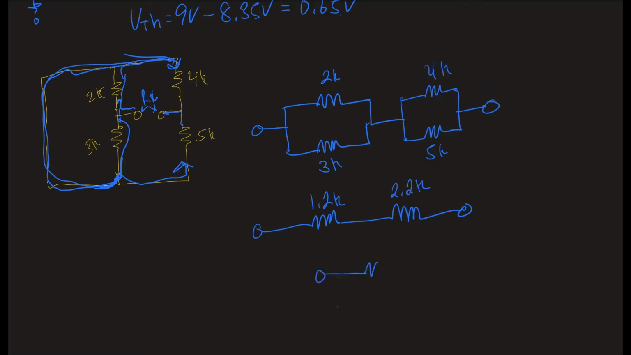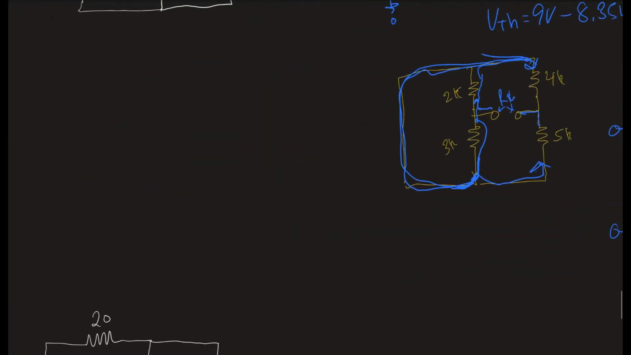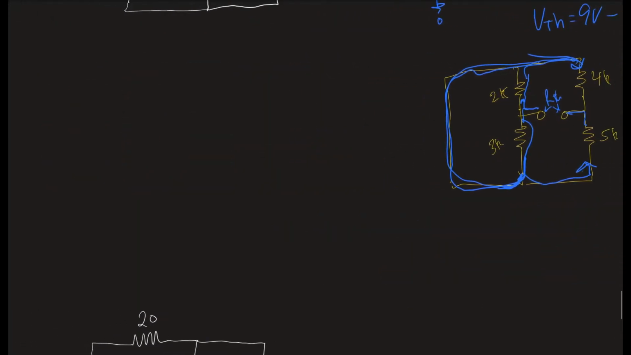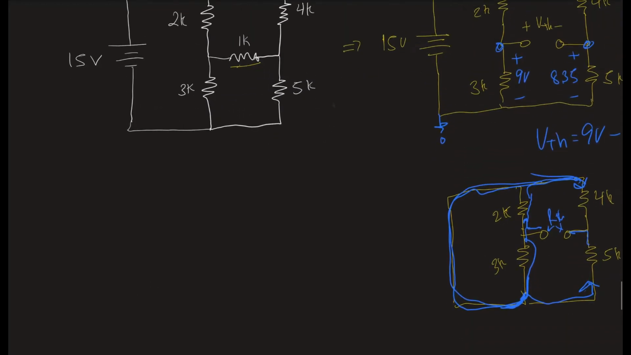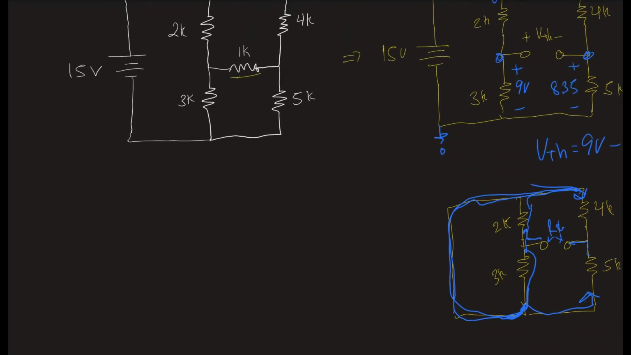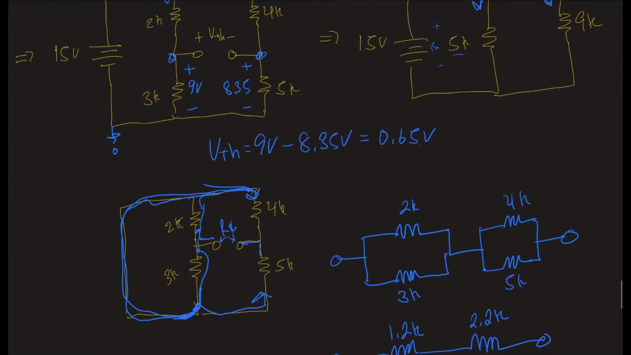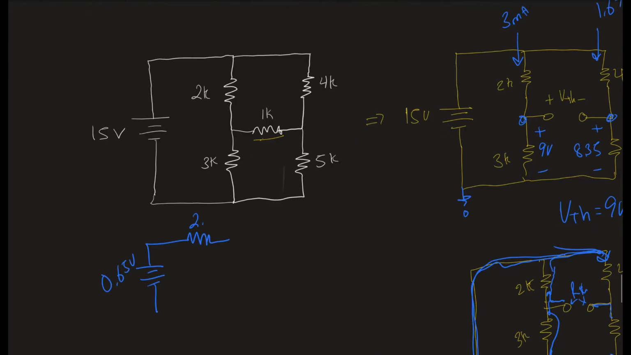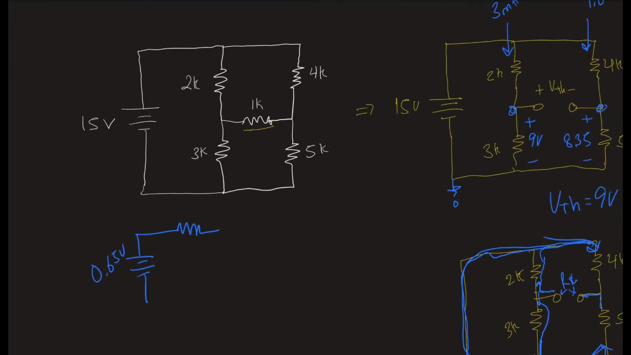And so if I collapse it one more time, we get 3.4k. And that's it. So this circuit here, I'll scroll up, this circuit here is the same as 0.65 volts with a 3... I was getting better at that. Now I forgot again. 3.4k.